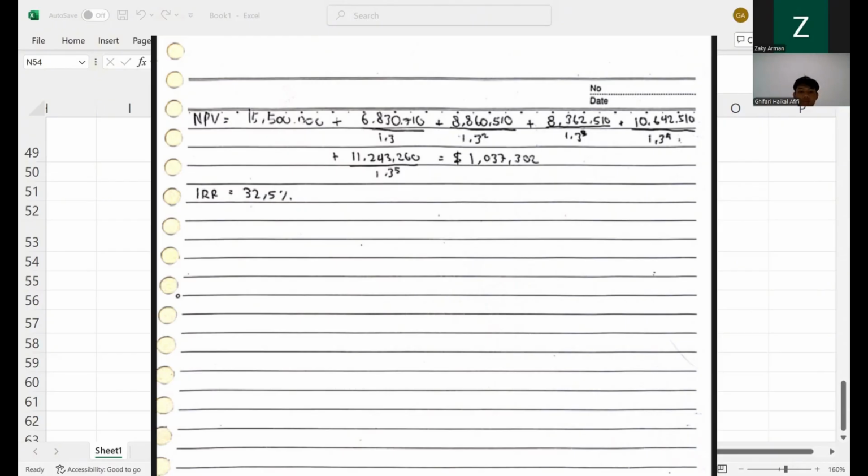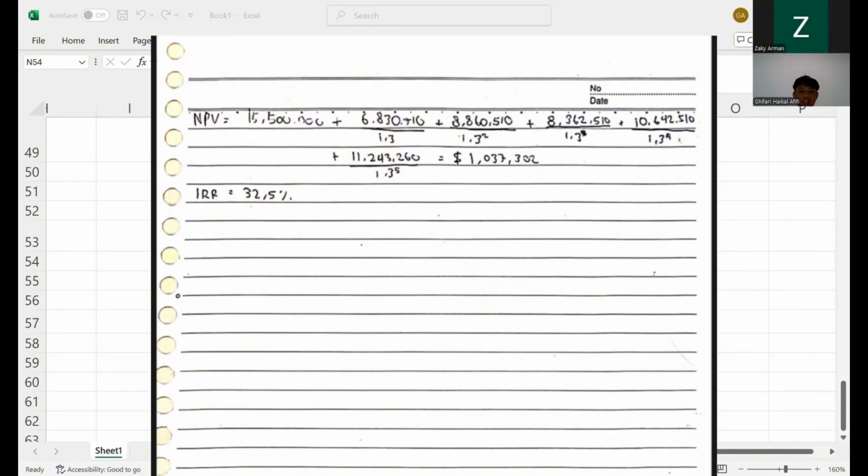So for the NPV, I'm working it on a piece of paper, so I will add it to the desktop or something. And the NPV I got is 1,037,302. And for the IRR, I'm using the financial calculator, and I got 32.5%.